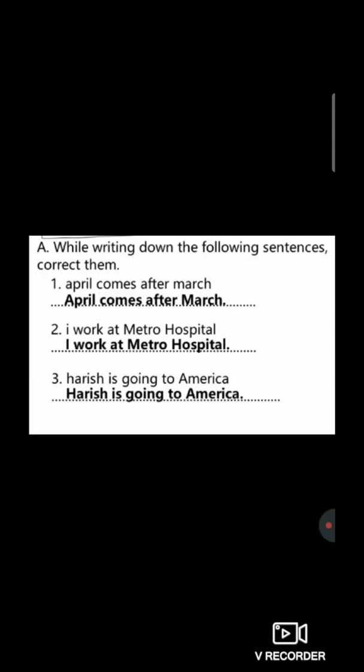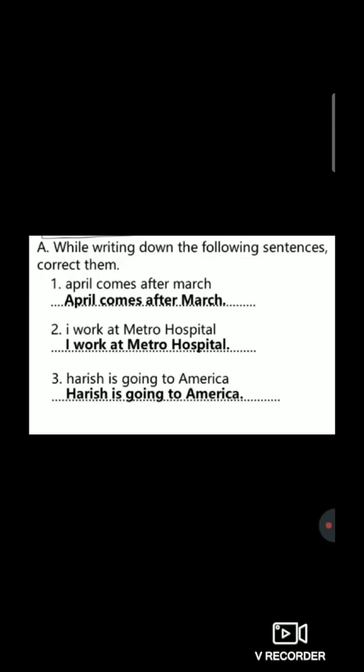Now students, the third one. Harish is going to America. So students, the first word in that, the first letter H, is written in a small letter. While writing the answer, we have to write it in a capital letter, the very first alphabet H. So here the answer is Harish is going to America. And at the end of the sentence, we have to give a full stop.